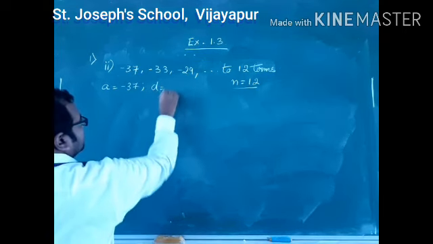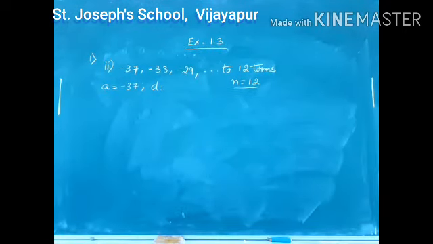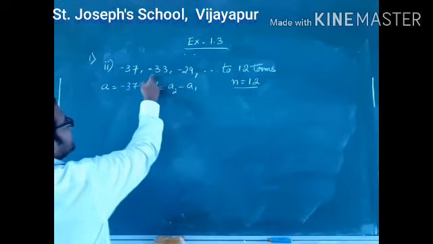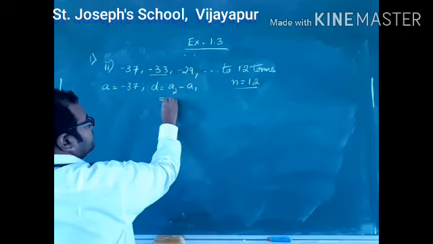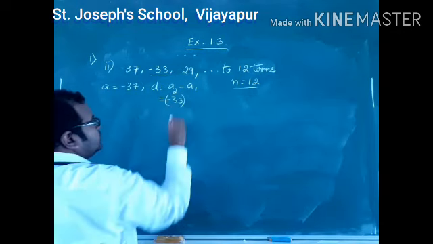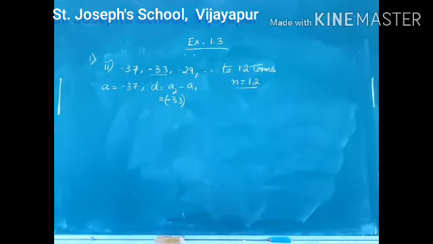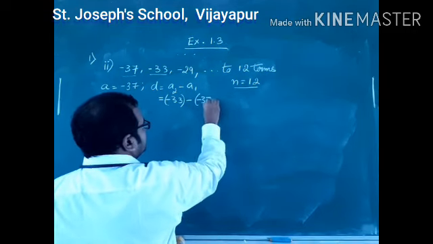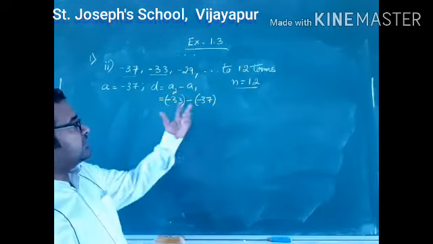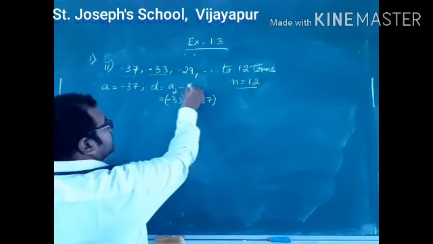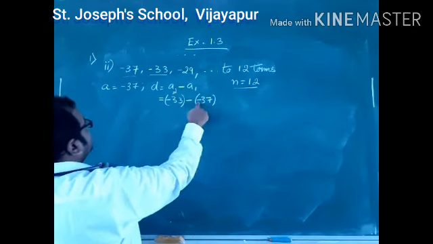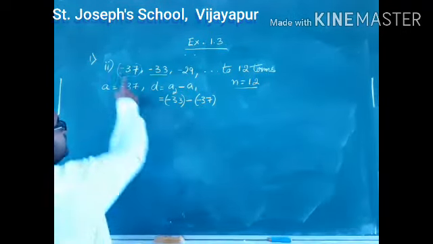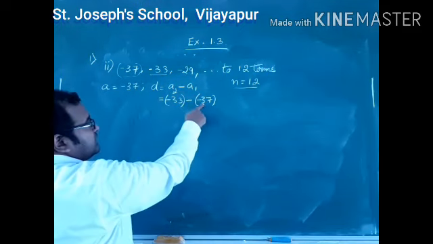And the difference is given by the difference between two consecutive terms, that is a2 minus a1. In this case a2 is minus 33, the second term. So minus 33. Do not forget to keep them in parentheses, in brackets. Minus a1, the first term, which is minus 37. A lot of students get confused between these double minus signs. One of the minus signs comes from the formula a2 minus a1. The other minus sign is the sign of the term, that is minus 37 here.